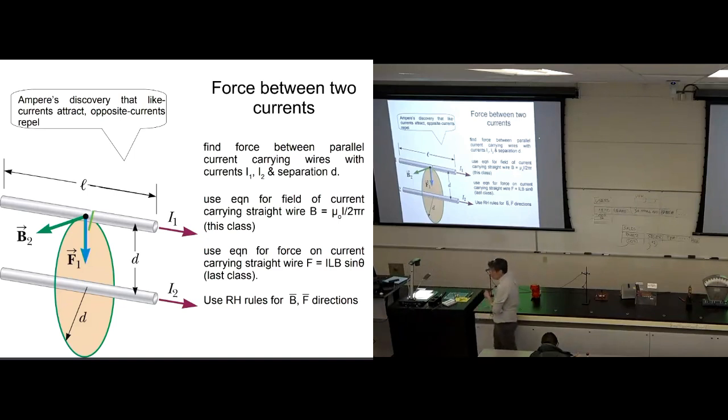I got two wires. This one upstairs, I labeled wire number 1. This one downstairs, labeled wire number 2. They have currents I1 and I2. They're separated by some distance.